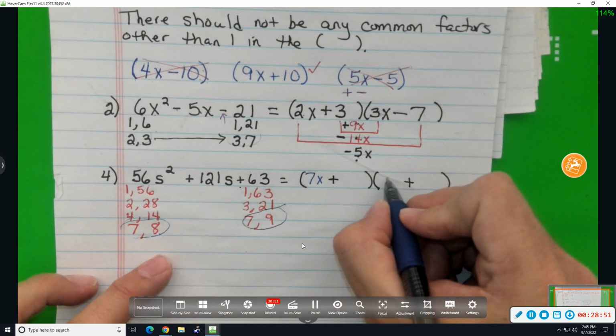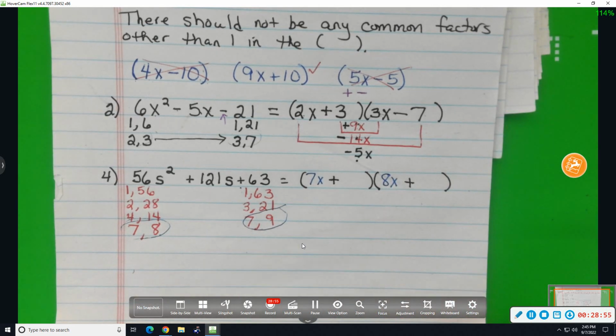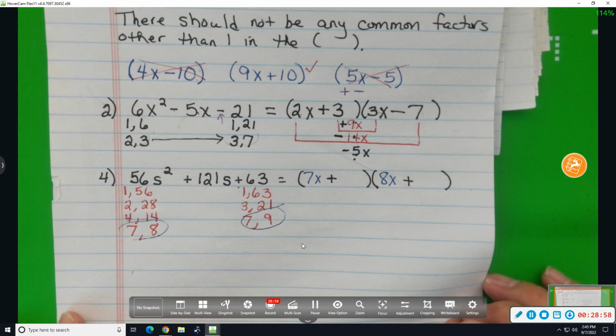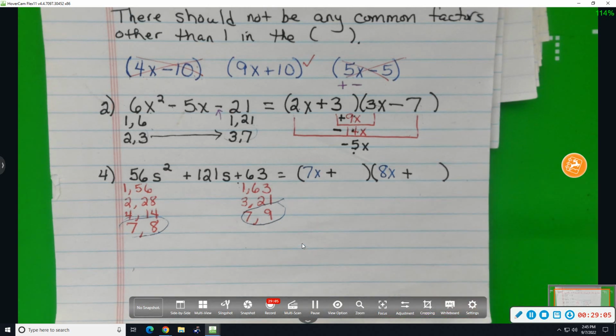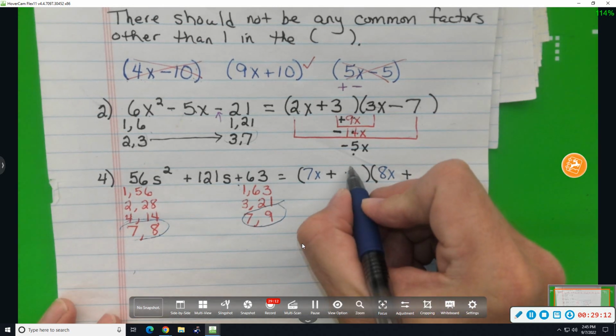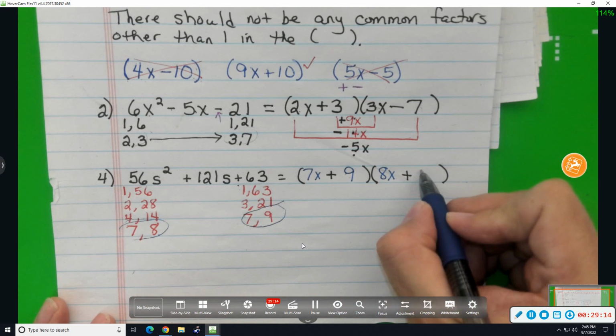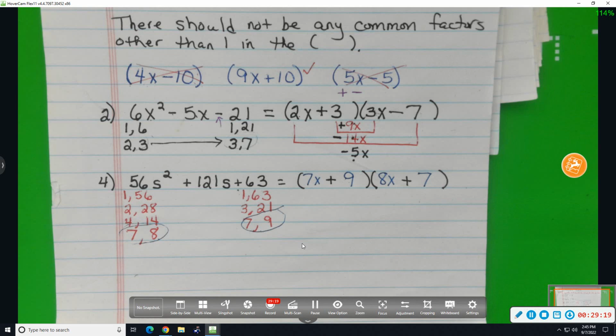7x and 8x there, if I'm going to try it with the 7 and 9, could I put the 7 right here? No. If it's going to work out, it would have to be this way, a 9 there and a 7 there. And then FOIL it out to see, are we getting 56s squared?